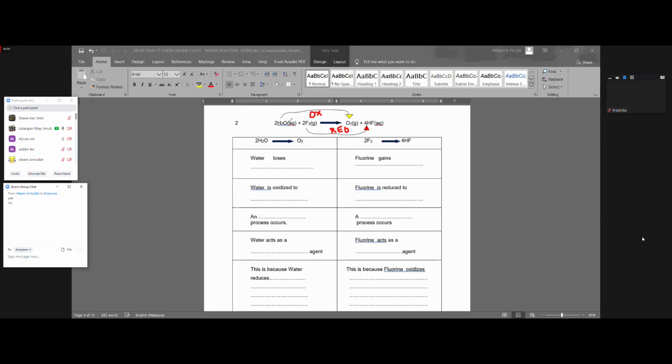So obviously water must be your reducing agent. And fluorine is the oxidizing agent, because you can see water underwent oxidation. So why is it a reducing agent? Water reduces what? Fluorine to hydrogen fluoride. You can say fluorine or fluorine gas. Fluorine, F-L-U-O-R-I-N-E, to hydrogen fluoride. And why is fluorine an oxidizing agent? It oxidizes what? Water to oxygen. Very simple.